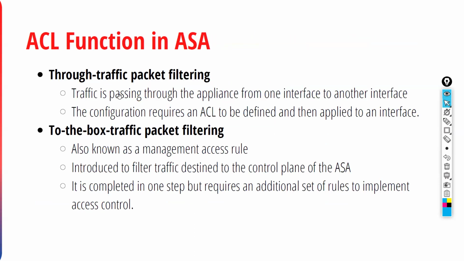Now, this is through the box packet filtering. Right now, what I was discussing is the traffic that is passing through the firewall and the traffic that is for the firewall. So what is through traffic? Traffic that is passing through the appliance, or through the firewall, from one interface to another interface. This configuration will require an ACL to be defined and then applied to an interface. So we can filter the through traffic using the ACL.